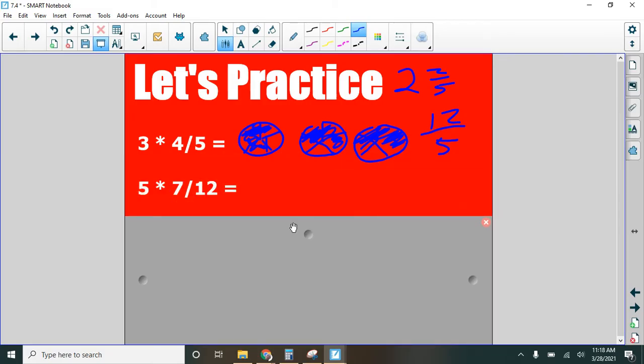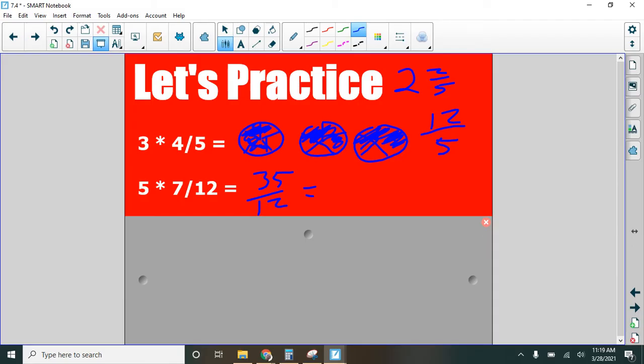Let's do another one. Let's do this one with just the multiplying. So if I'm going to multiply 5 times 7/12, I want you to multiply the numerator, the 7 times 5, and then put it over 12. How much would that be? It would be 35/12. Okay, let's change it.